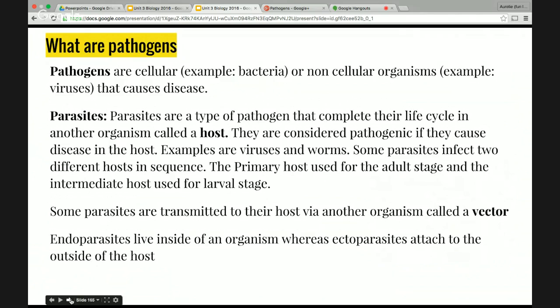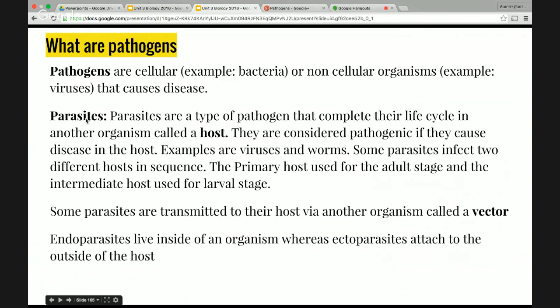Some parasites are transmitted to their host via another organism called a vector. Now, endoparasites live inside the organism, whereas ectoparasites attach to the outside of a host. So what I need you to do now is pause this video and summarize this slide. Don't write the whole thing. What I'd like you to focus on is defining what pathogens are. So you might need this first sentence.